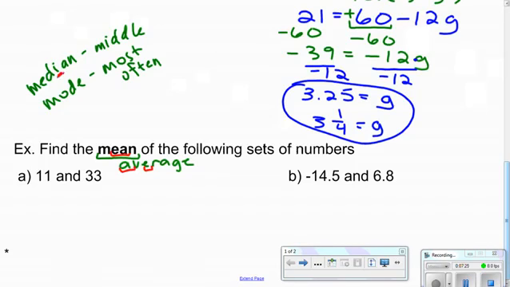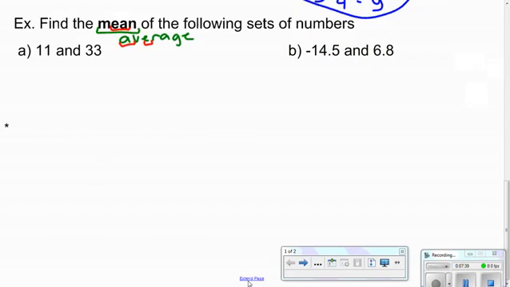Median has an I, middle has an I, average and most don't have I's, and then mode and most, they're the ones with the O's. That's how I remember it. So we want to find the mean, or the average, of this data. The way that you find the mean is the total of the data divided by the number of data.